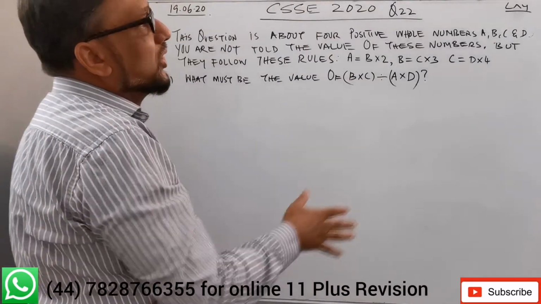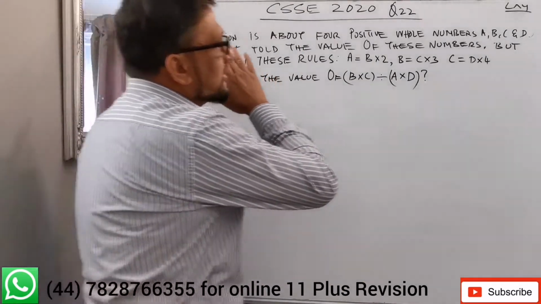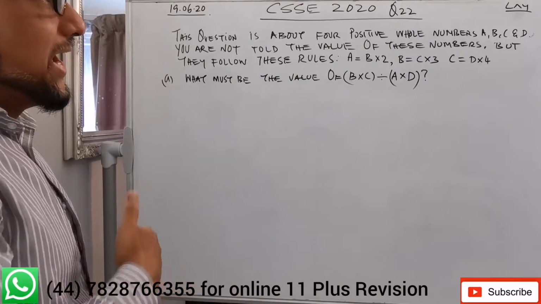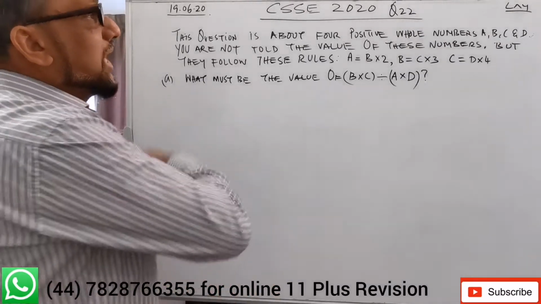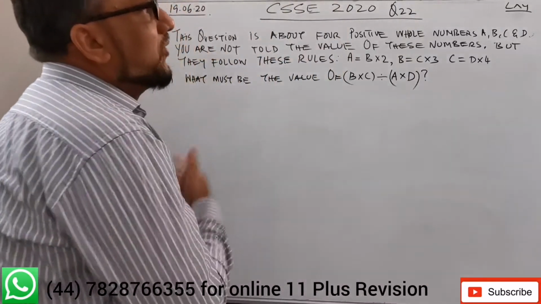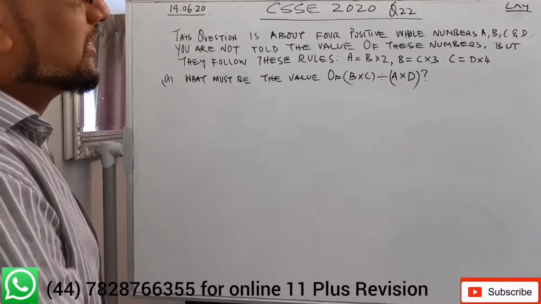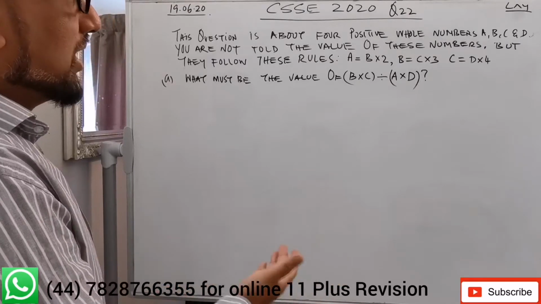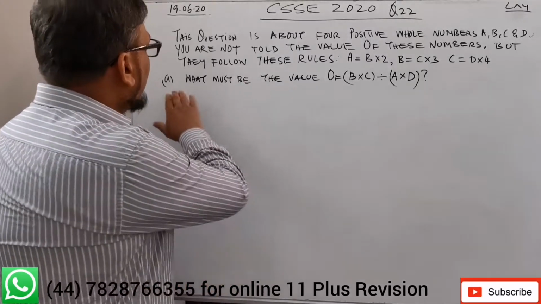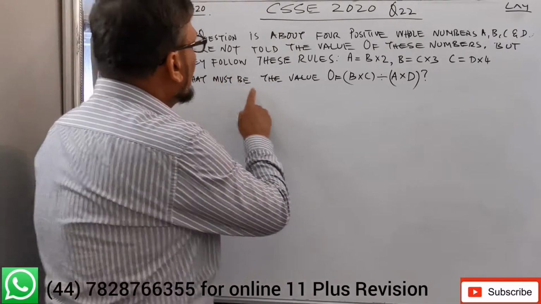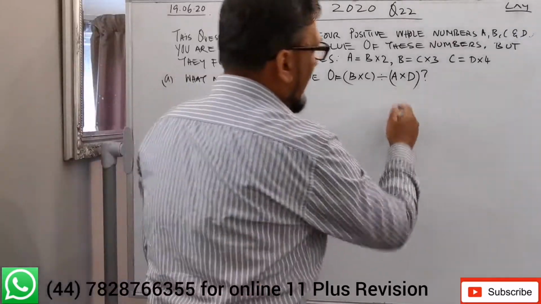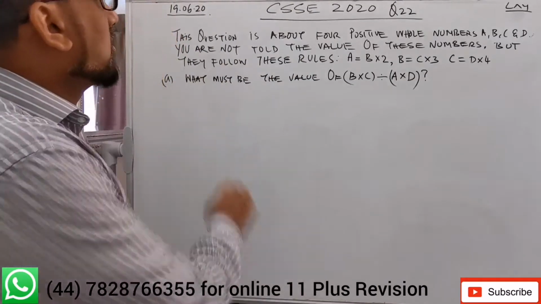And as we know, if there is no value given, or an unknown number, we can represent it by X or a variable, between A to Z. So the same way, you need to work out the unknown number, which can be represented by X, Y, Z or any alphabet between A to Z. And part A is asking what must be the value of B times C divided by A times D. So this is the question.